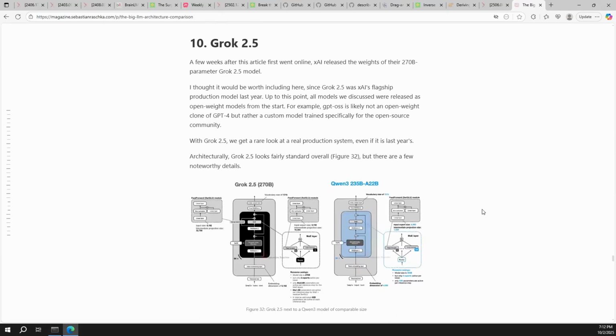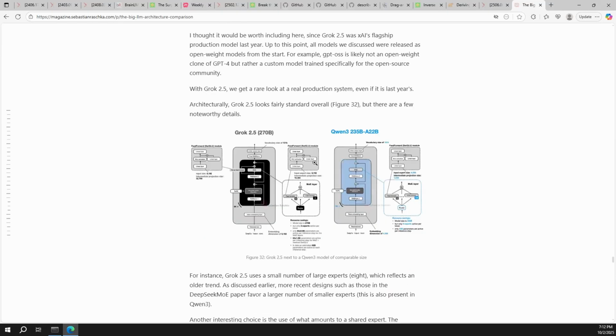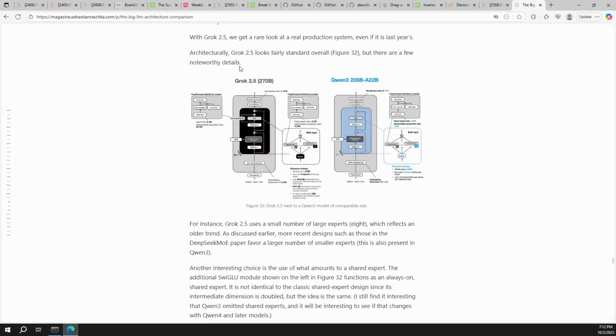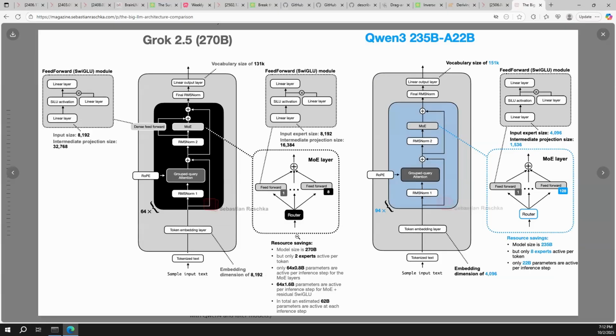All right. Grok. So this is the 2.5 version. I don't remember reading too much about Grok 2.5. Sebastian says it looks fairly standard. So he's comparing Grok to Qwen. And you can see 270 billion. This is in the large but not crazy heavyweight sized model range. So let's take a quick peek here.